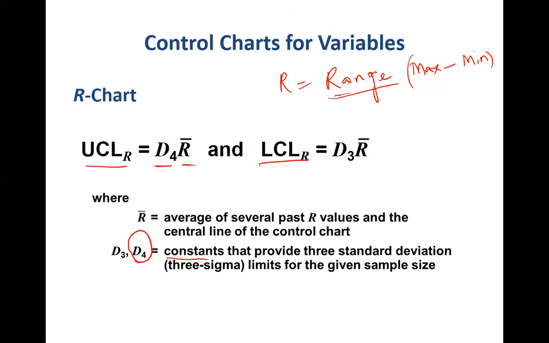R bar, on the other hand, is the average of several past range values. We keep collecting these range values for all the samples, maximum minus minimum, and then we take an average of all the range values that we have, and therefore that bar signifies the average of the range. That's how we get the upper control limit, multiplying D4 with R bar. And the lower control limit is D3, which again is a constant coming from the same table from where you get D4, multiplied with R bar.